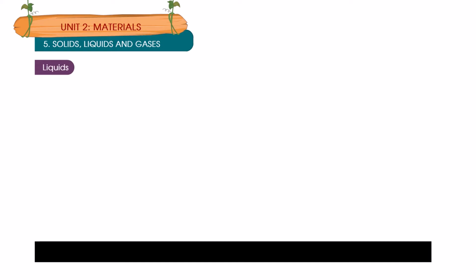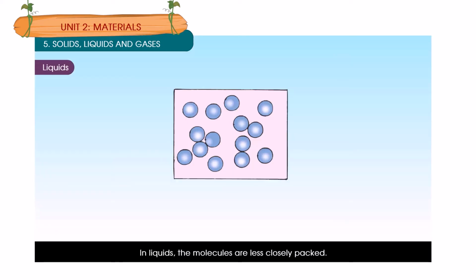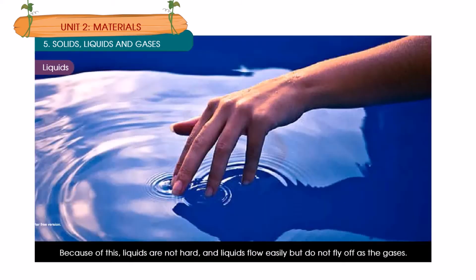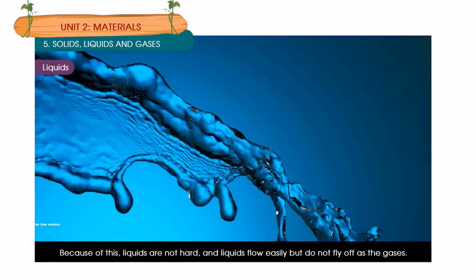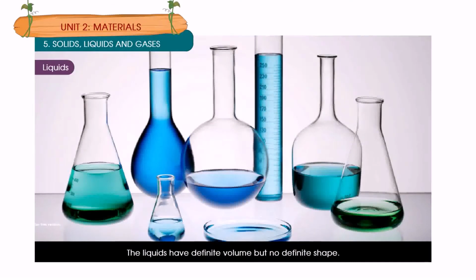Liquids. In liquids, the molecules are less closely packed. They can move around a little but not too much. Because of this, liquids are not hard, and liquids flow easily but do not fly off as the gases. The liquids have definite volume but not definite shape.